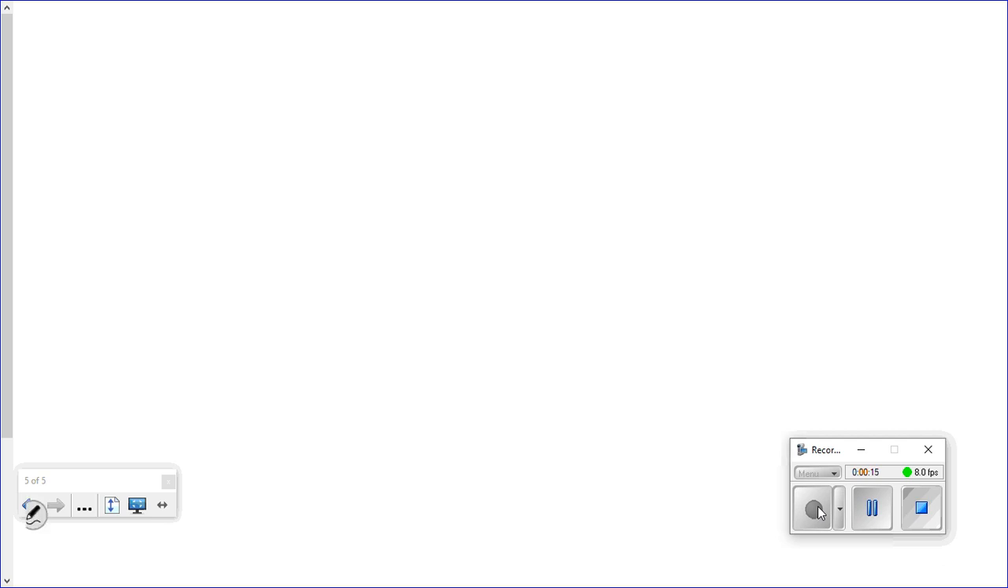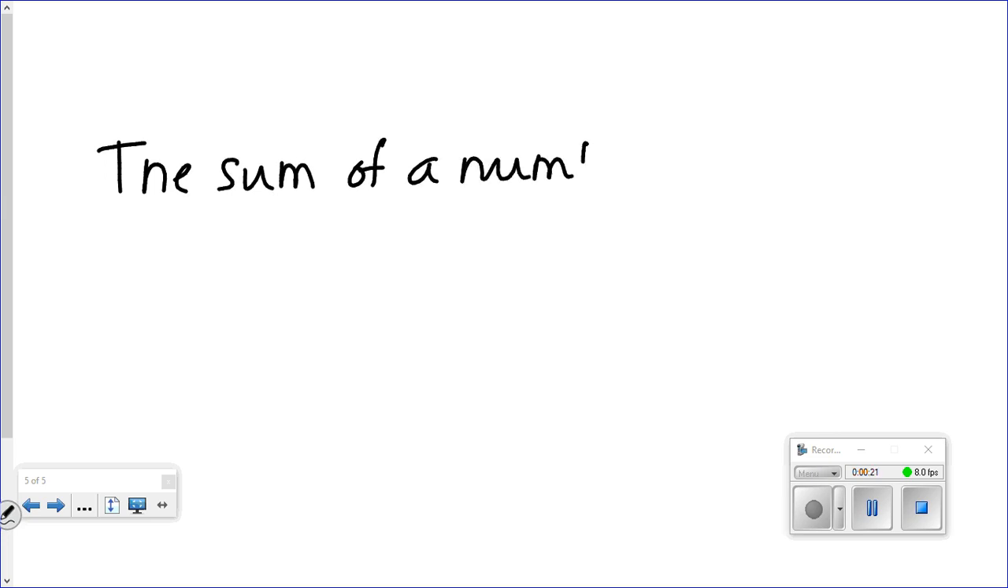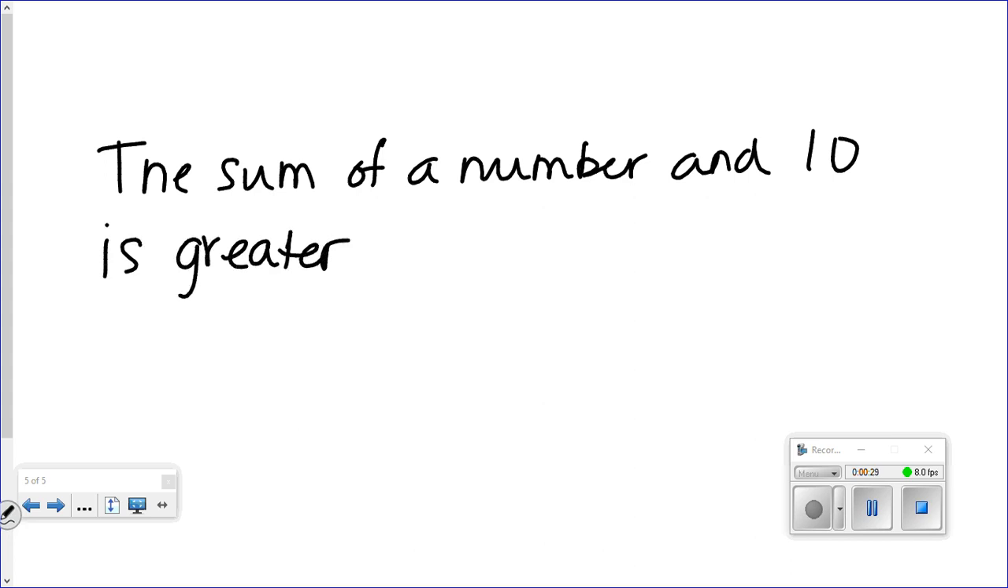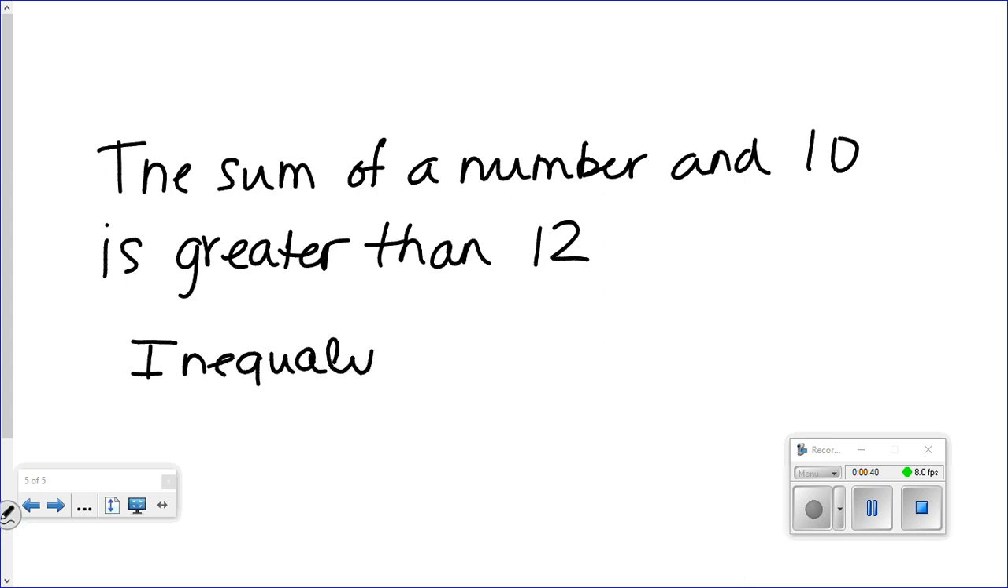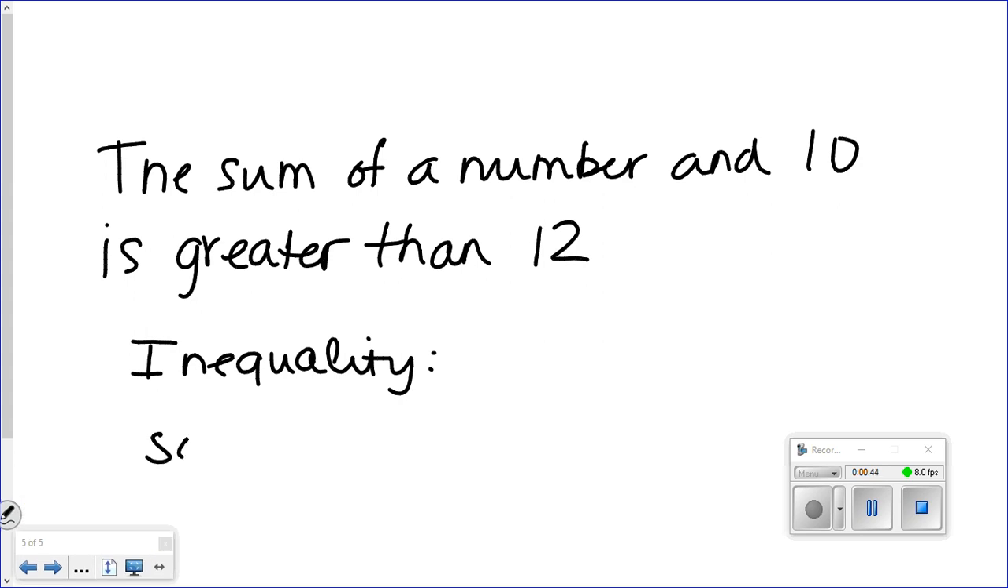So if I have the sum of a number and 10 is greater than 12. Okay, so it's giving me a sentence. The first thing it's going to ask me to do is write the inequality. And then it's going to tell me to solve. Let's see, let's move it down.